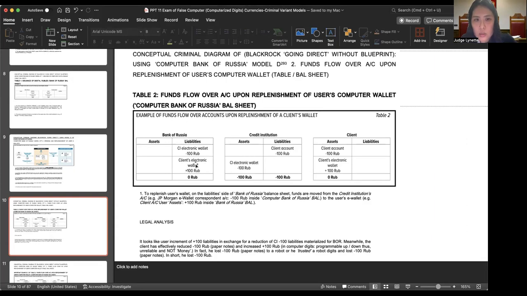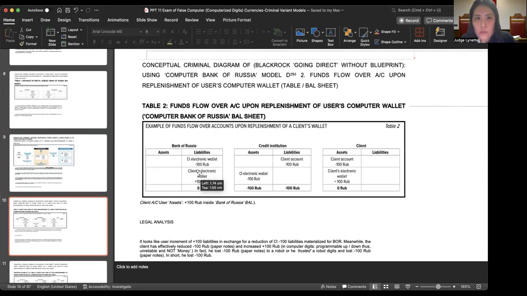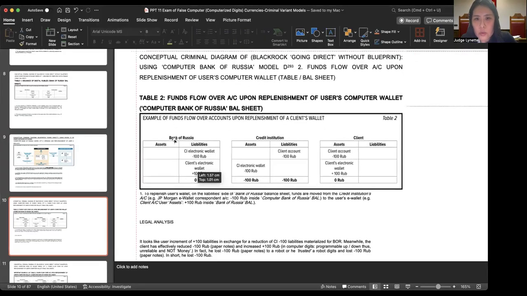So this exactly is the meaning of what BlackRock was trying to say when it says going direct. Because you can see here very clearly that now the virtual Computer Bank of Russia is going direct to the client. It's completely bypassing this JP Morgan. He no longer owes any paper notes. Neither does he gain any worthless reduction of his electronic wallet, digital programmable numbers. It is not really considered an asset.